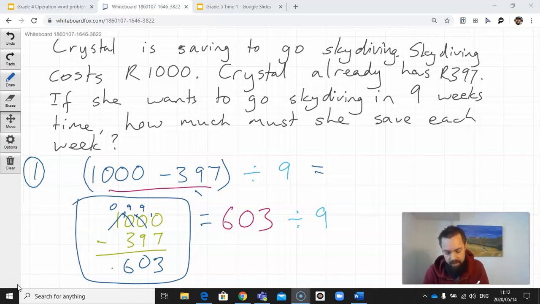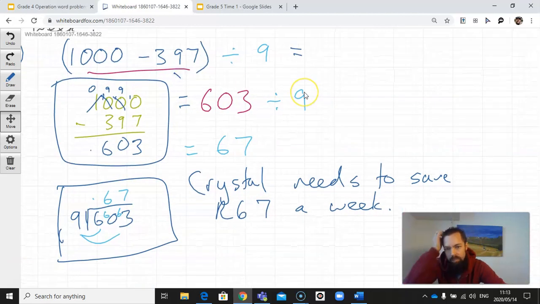Very quickly, 9 doesn't go into 6. 9 does go into 60, but how many times? Goes in 6 times, which is 54 with 6 left over. 9 goes into 63 7 times. So she needs to get 67 Rand a week. So Crystal needs to save R67 a week. Okay, so that's just a little bit more complicated, but it's the same process.